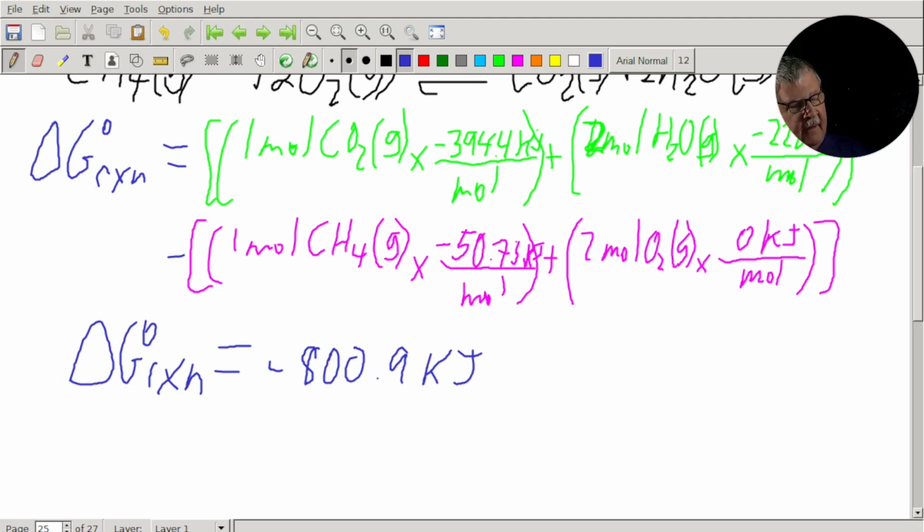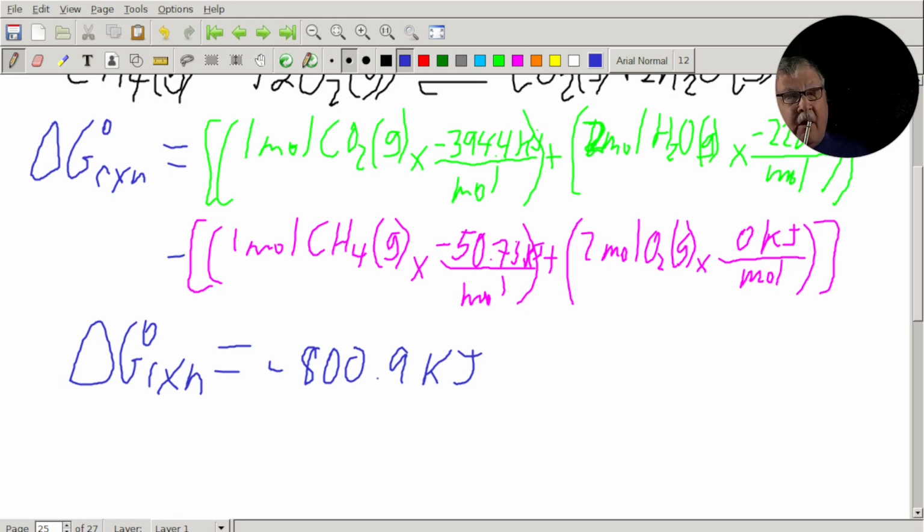Okay, so what does this tell us? Two things we want to think about. First one is this reaction spontaneous or not based on the delta G value? Delta G is negative. What do we conclude about the spontaneity of this reaction at the conditions we've calculated delta G? It is spontaneous, yes. Okay.